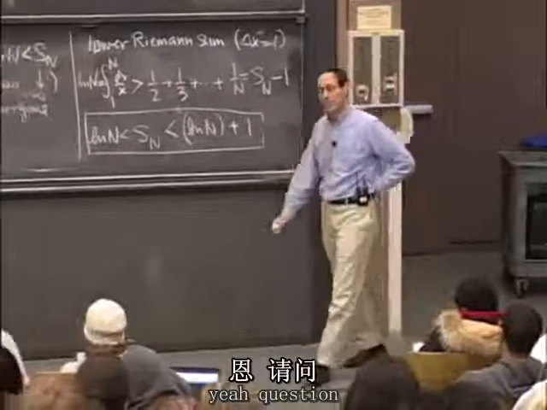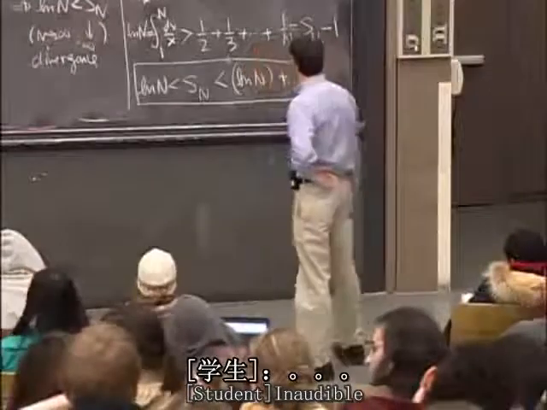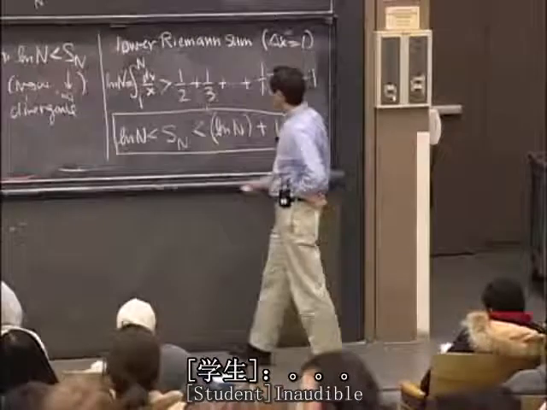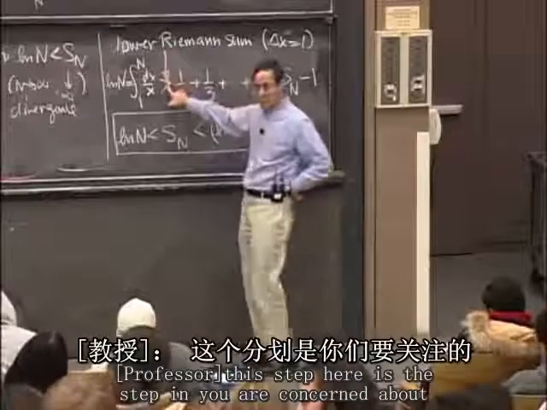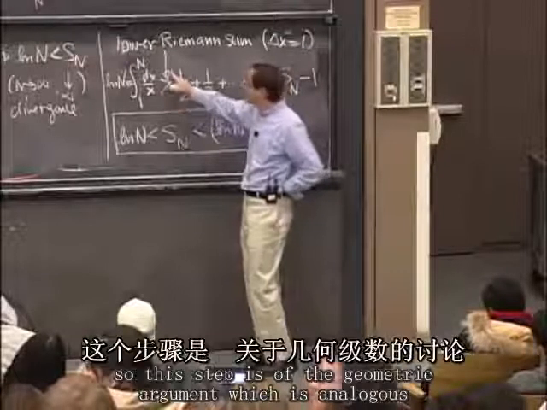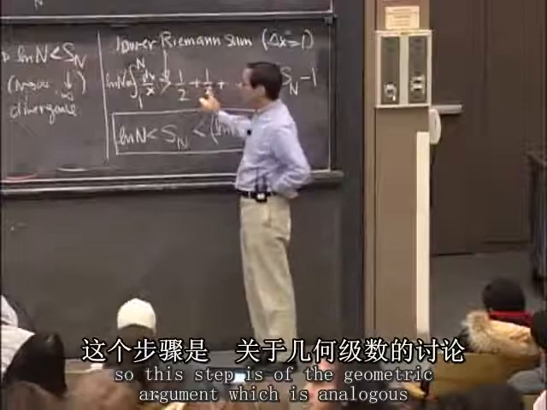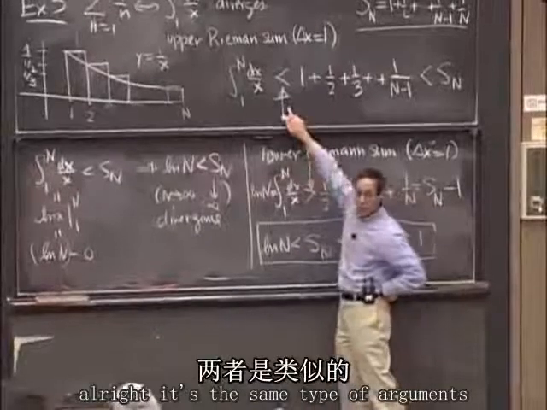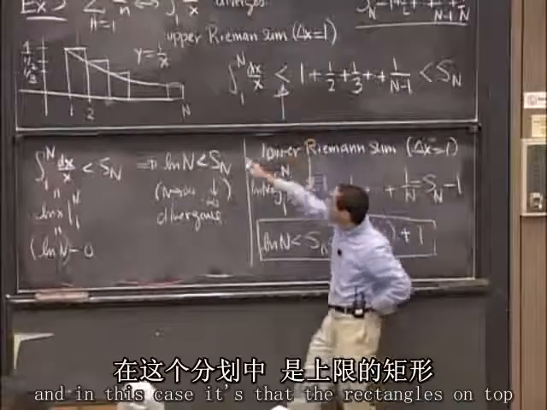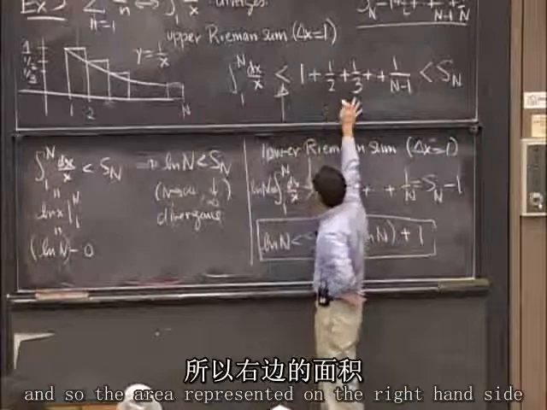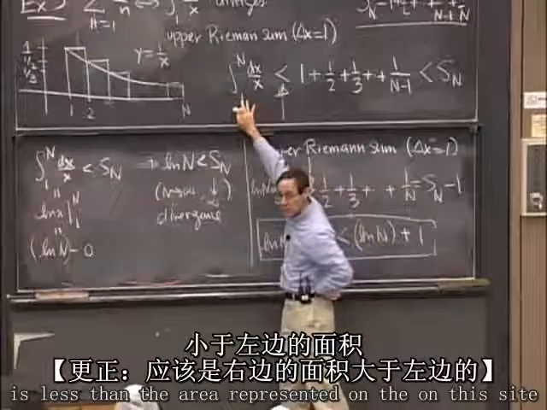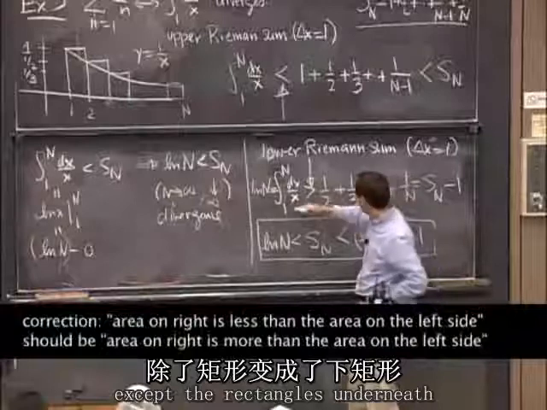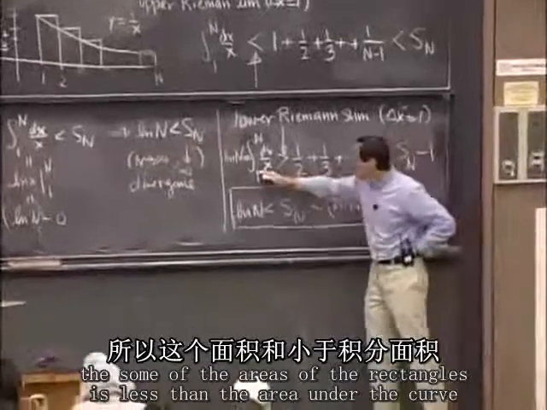Yeah, question? How did you set up this last inequality with the integral being greater than Sn minus 1? How did you know it's greater immediately? This step here is the step that you're concerned about. So this step is a geometric argument which is analogous to this step. It's the same type of argument. In this case, the rectangles are on top, and so the area represented on the right-hand side is less than the area represented on this side. And this is the same type of thing, except that the rectangles are underneath. So the sum of the areas of the rectangles is less than the area under the curve.